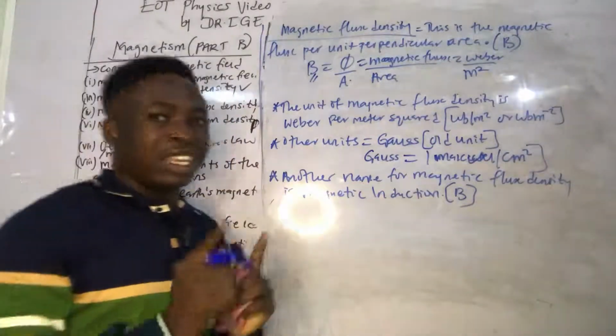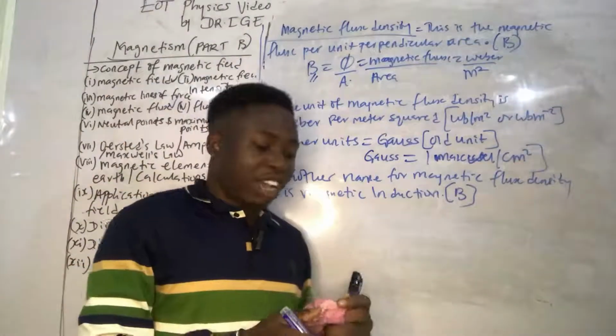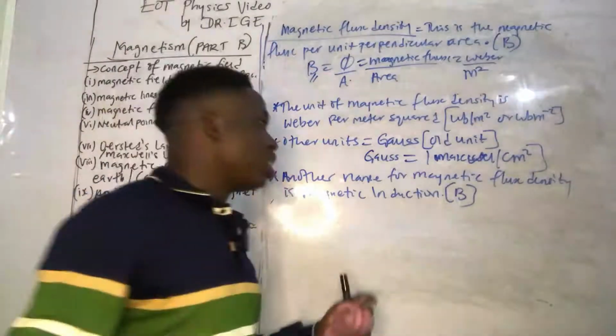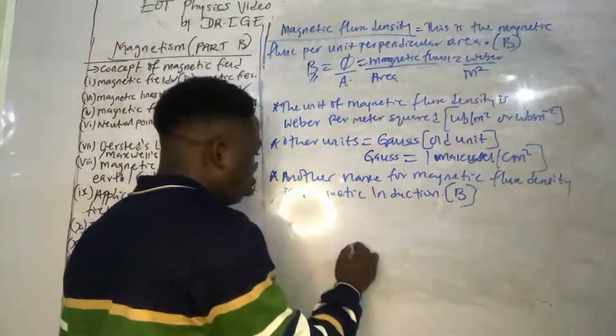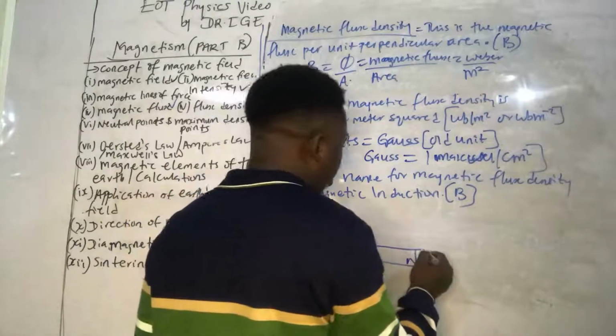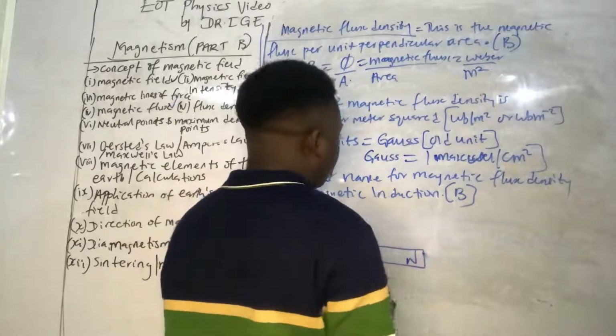Remember, at areas where the magnetic lines of force are closer, we have a stronger field, and the magnetic flux density is actually more. Let me draw a magnet, because I want to illustrate something. Remember, the lines will move out of the north pole.